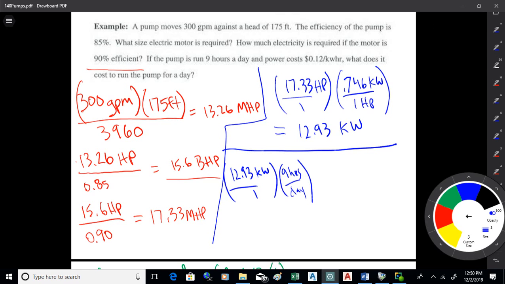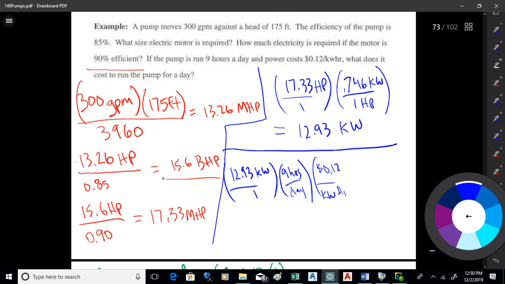Okay, so 12.93 kilowatts times 9 hours a day times 12 cents a kilowatt hour. Does the days get... No, this is going to be per day is how it's going to end up being. And if I multiply that by 12 cents, what I come up with is how much it costs me in power to run this pump every day. $13.96, okay?